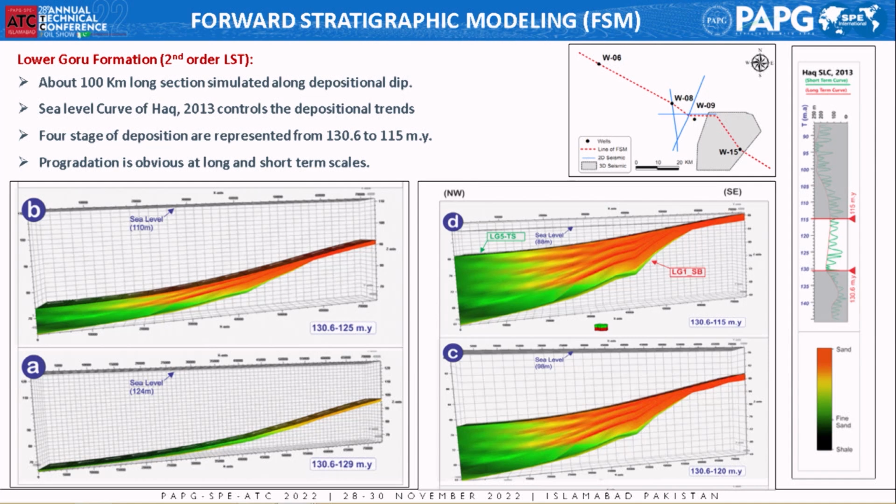Here you can see this is overall a prograding system with more than 4 visible clinoforms, which may be the third order 4 or 5 sequences there. Red color is showing coarser sediments and green color is showing finer sediments here.